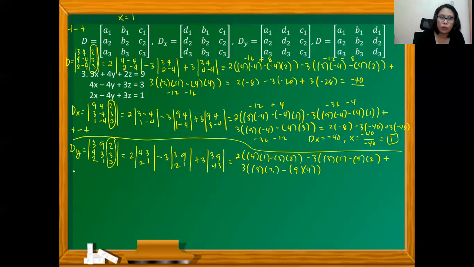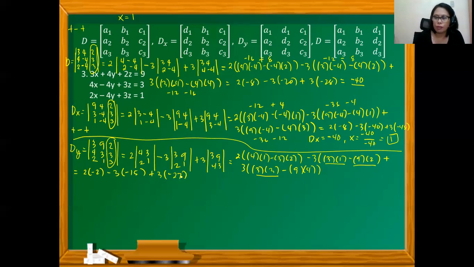So this is equal to, so this is 4 minus 6. So we have negative 2. So this is 2 times negative 2 and then minus 3. So this is 3 minus 18. So this is negative 15. So negative 3 times negative 15 and then plus 3 times, this is 9 minus 36. So this is negative 27.